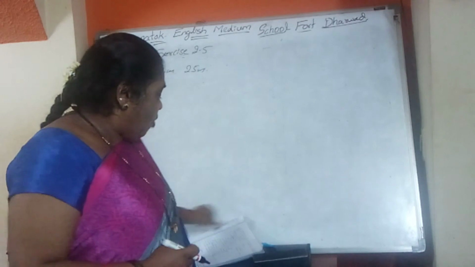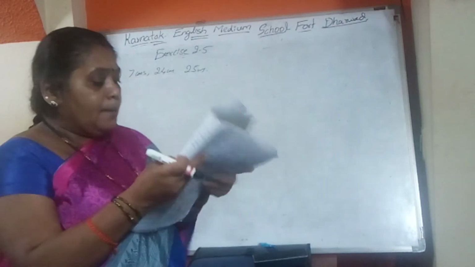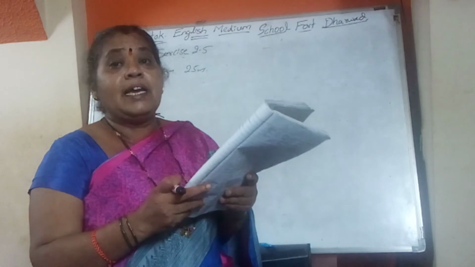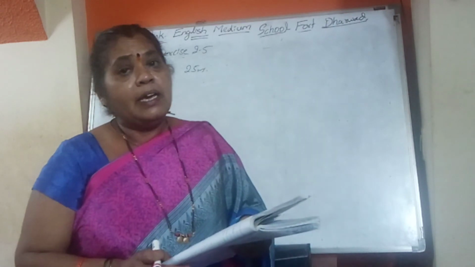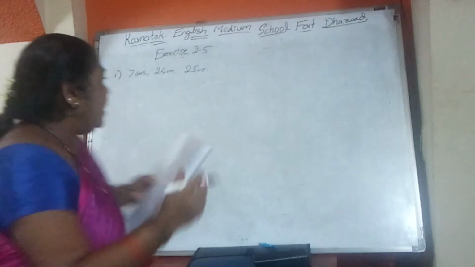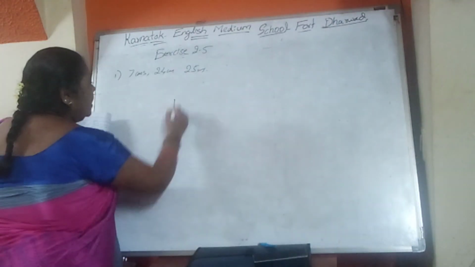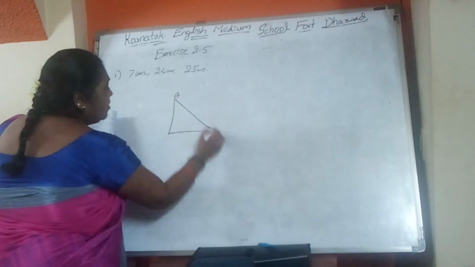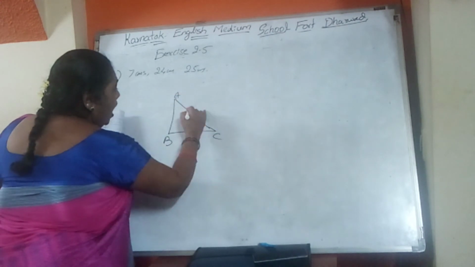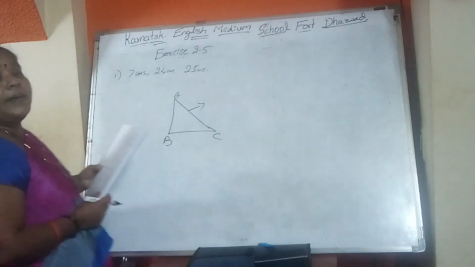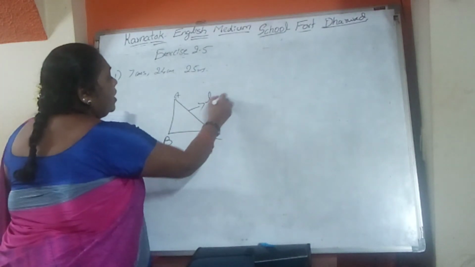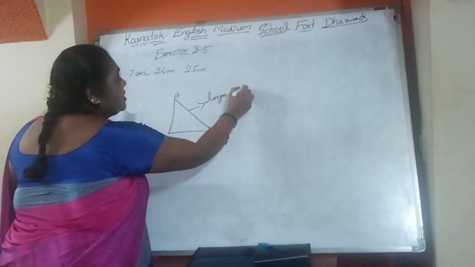What is the converse of the Pythagoras theorem? If the square on the longest side... In a right angle triangle, which is the longest side? Hypotenuse is the longest side.